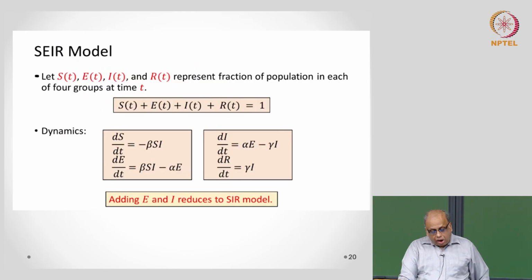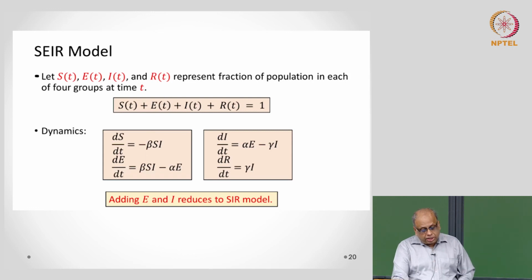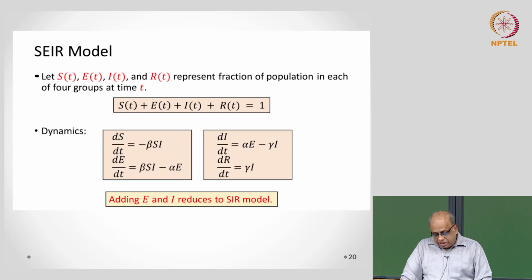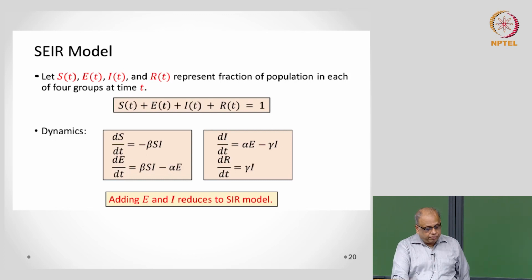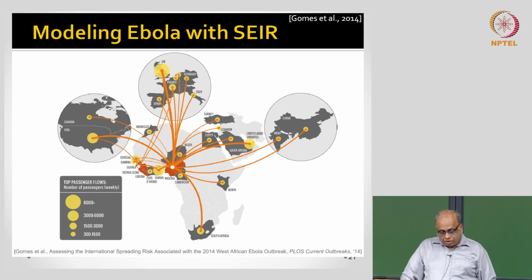So how the SEIR model works is that again we have dS/dt equal to minus beta S I, and the exposed state is now added, and the infected state is fed from the exposed state. So this is how the SEIR model is done. But obviously, this model also doesn't capture everything. So people have created more and more complex models.